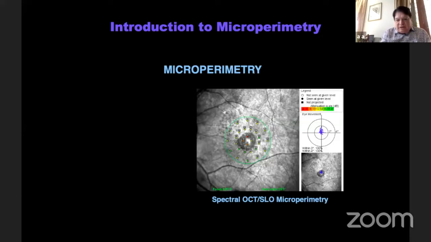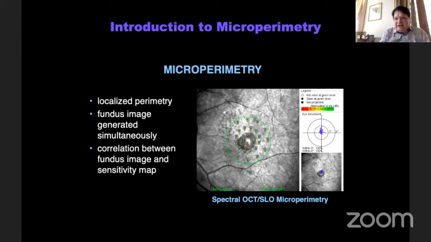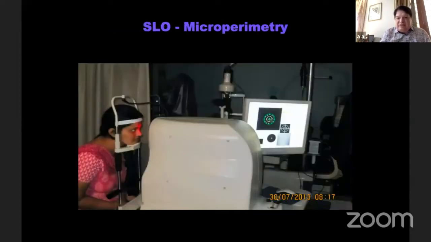Now, I am using a spectral OCT, which has an inbuilt microperimeter, and it is given to me free of charge, so I don't have to pay for it. It gives me localized perimetry function of the retina at that particular spot which I want. It gives me a fundus image, which is generated simultaneously, and you can correlate between the fundus image and the sensitivity of the retina. That is probably one of the best things which can happen.